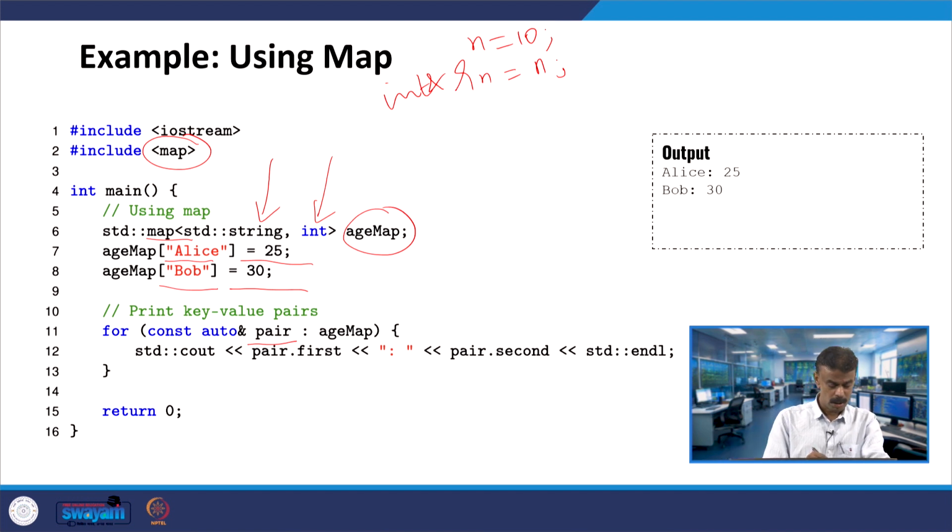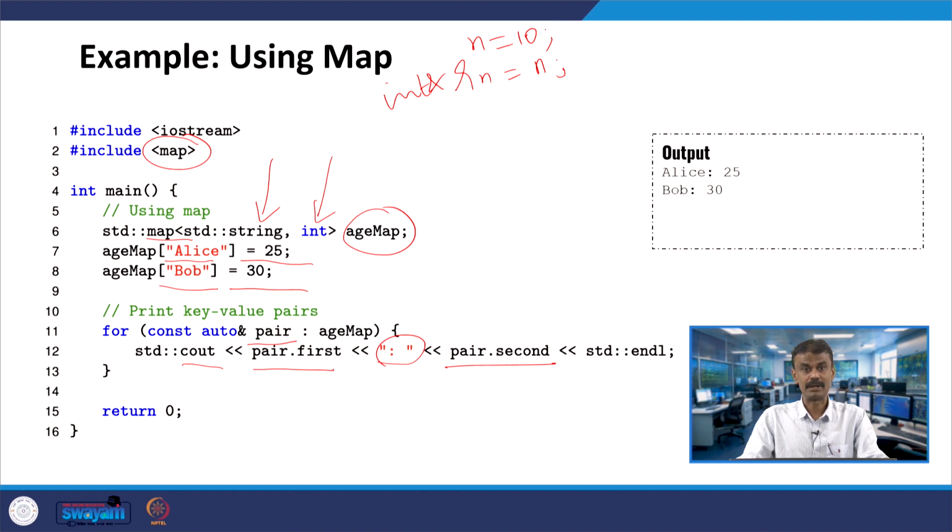So, now based on this, if I put cout pair dot first and there is one colon, pair dot second. So, pair dot first is nothing but whatever the string is. What is the string? Alice. Pair dot second is nothing but an integer. What is the integer? 25.